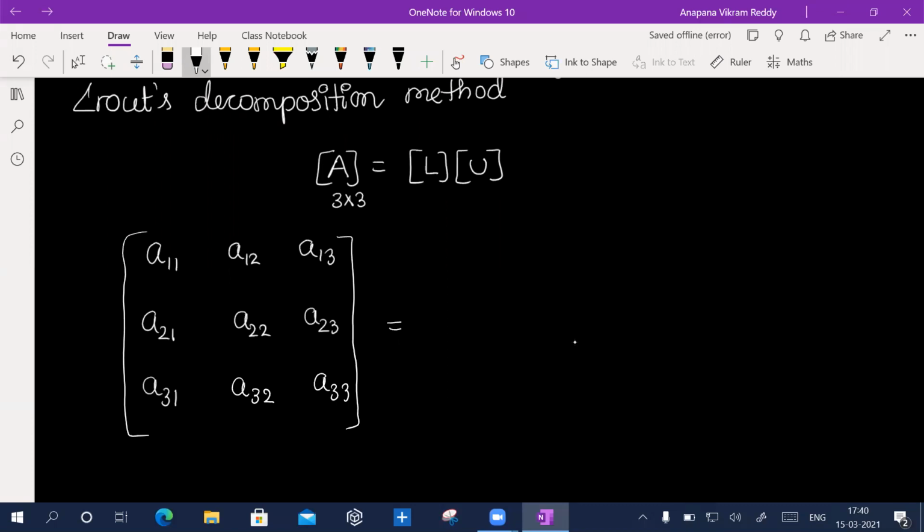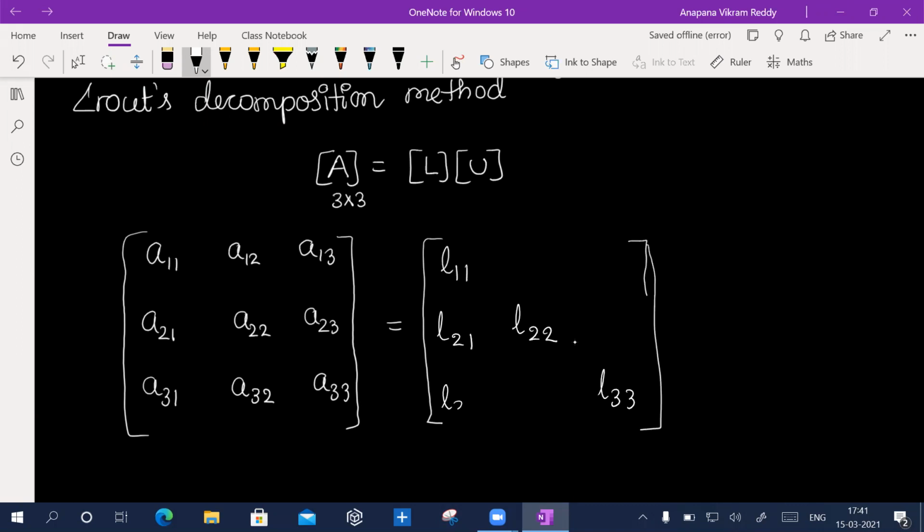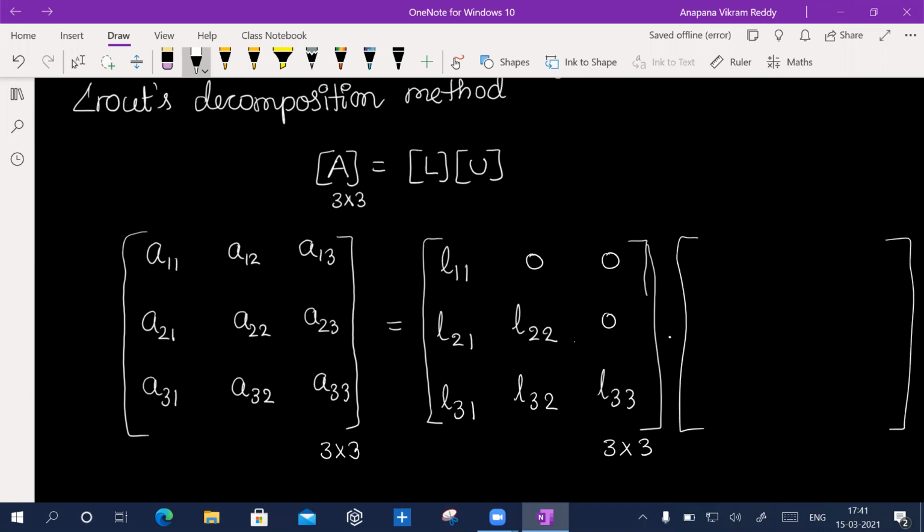So what is my L matrix here? I don't know what my L matrix is. Then take the same thing: L11, L22 and L33, and this is L21, L31, L32. I'm considering a 3 by 3 matrix by default. This is multiplied by an upper triangular matrix, where we have the chance of taking all ones on the principal diagonal.